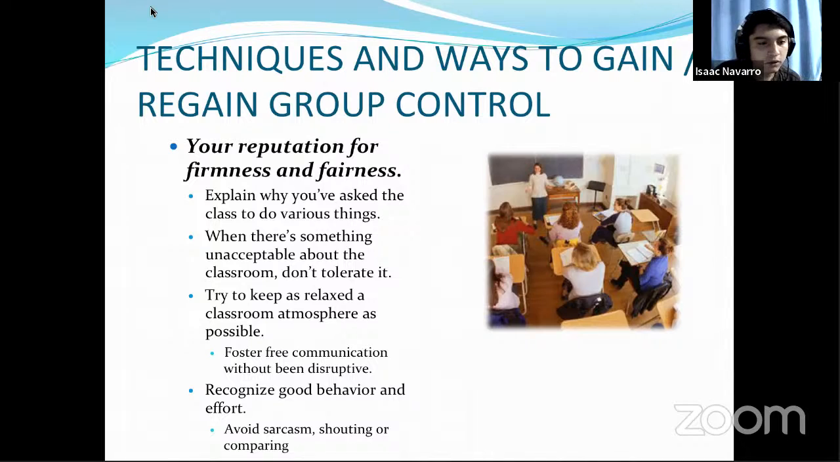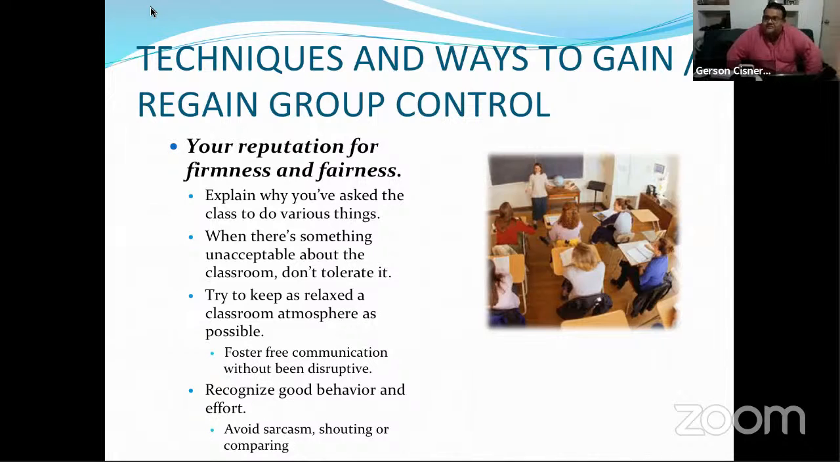When there's something unacceptable about the classroom, don't tolerate it. Very good. If your policy is no cell phones in the classroom, who set this example? The teacher, no cell phones. Yo por eso nunca pongo ese tipo de reglas. Vale? That's a whole different story. If your policy is no cell phones, you put the example. You set the example, right?